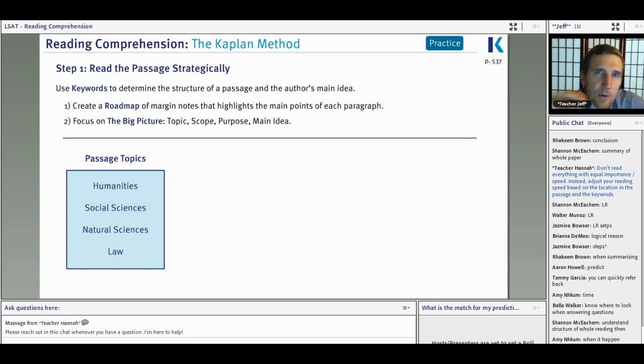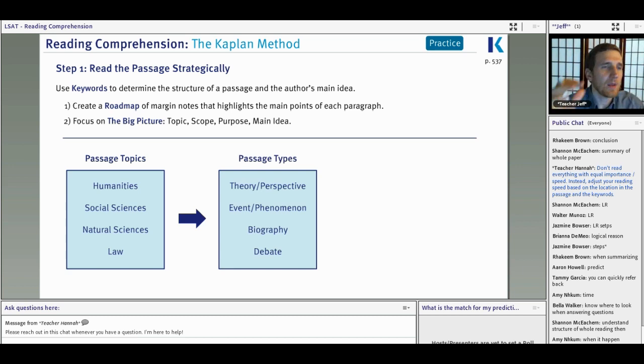Now, while knowing those 4 topics is nice, just to be aware that that's what the LSAT is generally going to test you on, it's not super useful in terms of giving you control over the passage. What is more useful is knowing the passage types. Because by knowing passage types, you can predict where the passage is going to go.